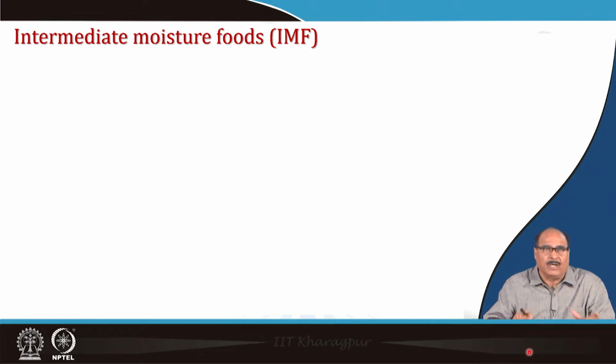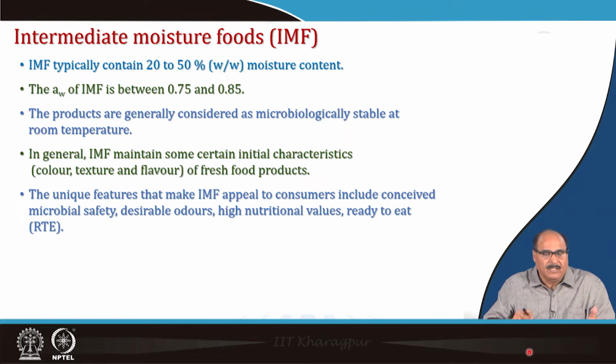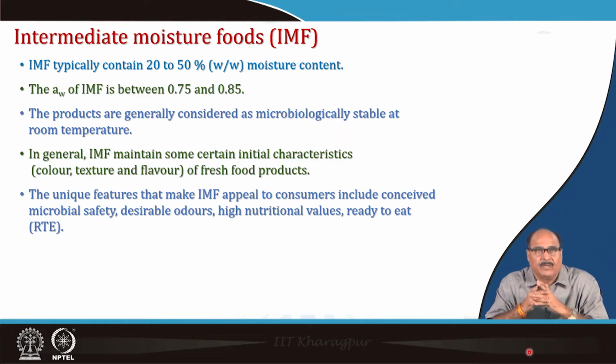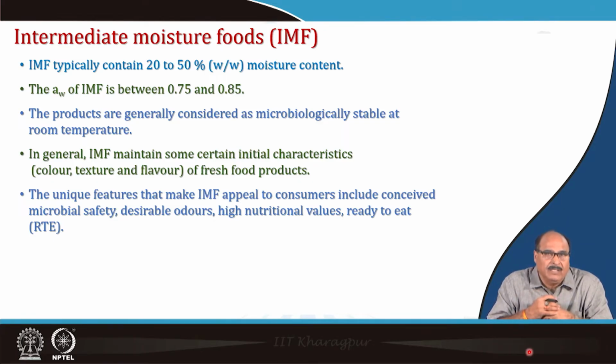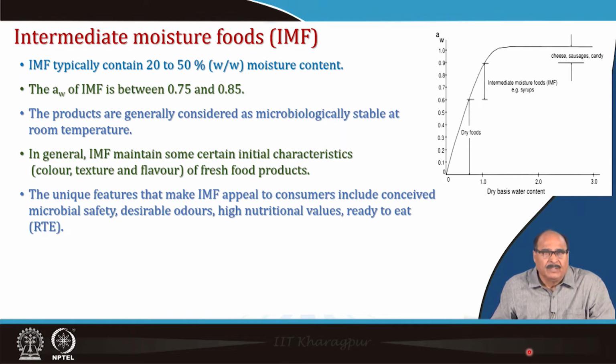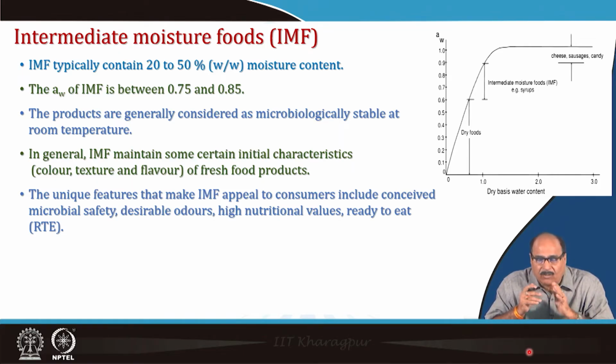So, let us see first what an intermediate moisture food means. Intermediate moisture foods typically contain moisture content somewhere between 20 to 50%. They also have a lower water activity, in between 0.75 and 0.85 in general, but it may vary. The products are generally considered microbiologically stable at room temperature.